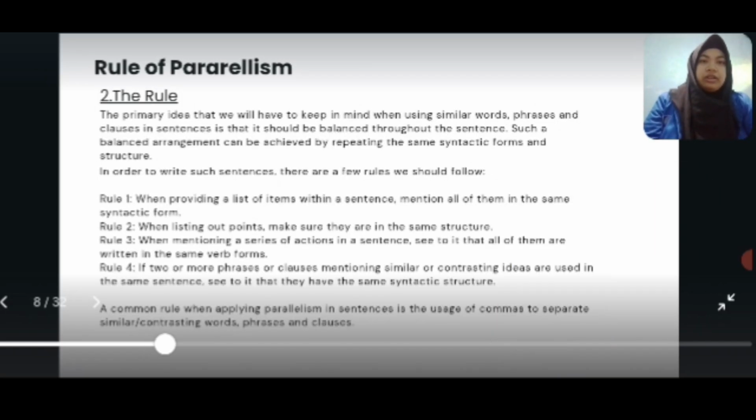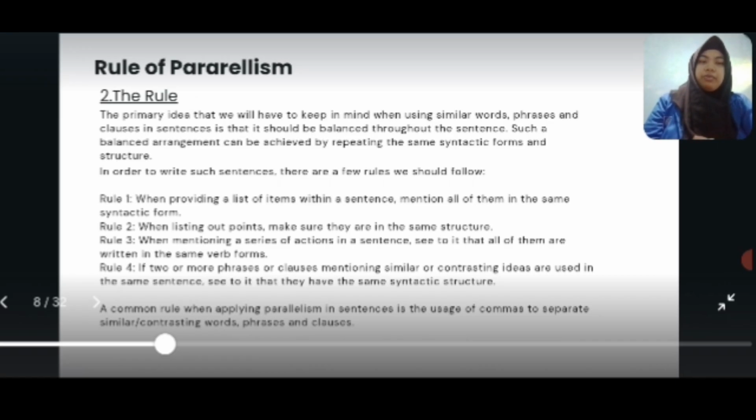Second, the rule. The primary idea that we will have to keep in mind when using similar words, phrases, and clauses in a sentence is that it should be balanced throughout the sentence. Such a balanced arrangement can be achieved by repeating the same syntactic forms and structure. So, in order to write such sentences, there are a few rules we should follow.